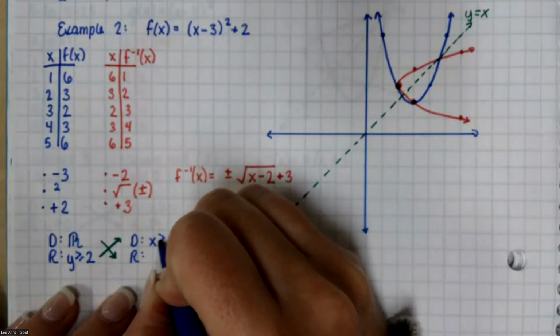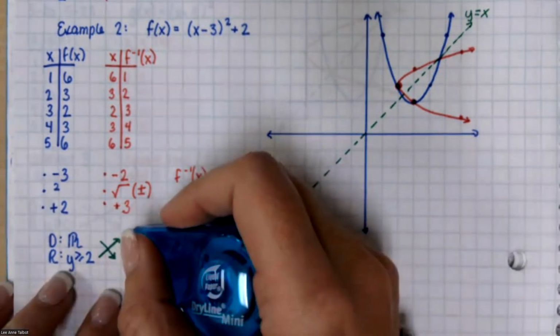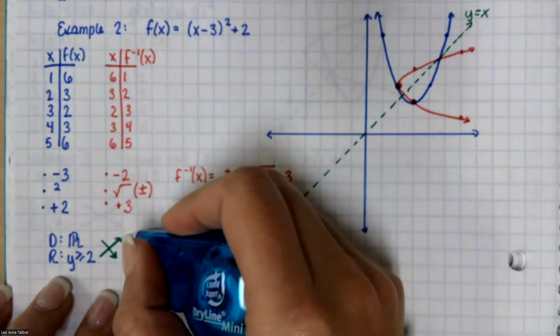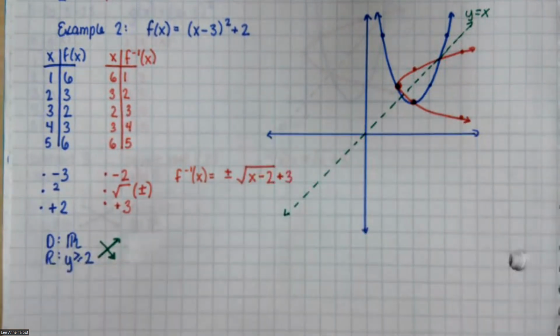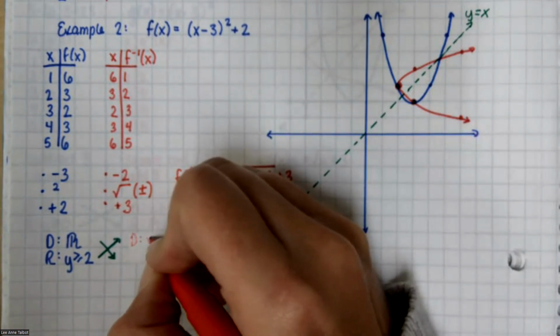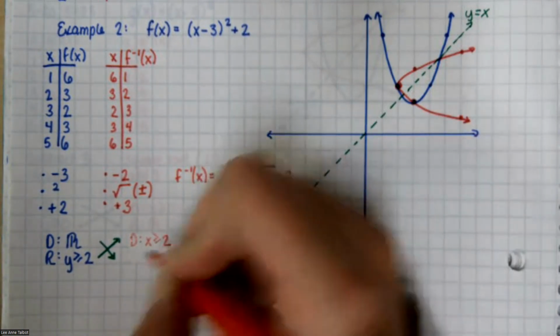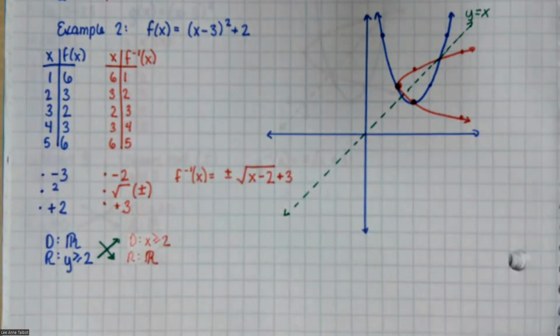This becomes X is, whoa, whoa, what is happening on my paper? Man, it's in blue. I grabbed the wrong pen. I have to shut the whole thing down. X is greater than or equal to 2. Now the range becomes all reals.